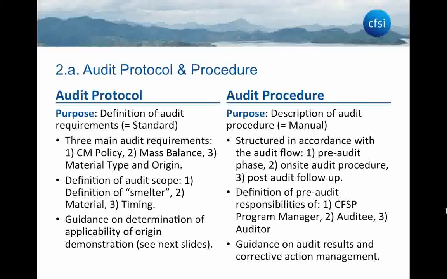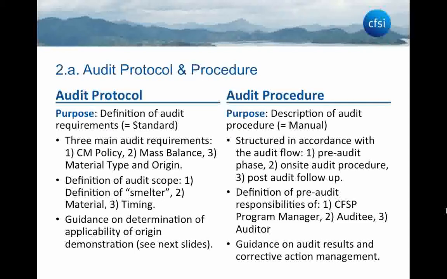The audit protocol is further useful for auditors to define the audit scope. It includes the definition of what a smelter under the CFS program should be. Most of the time this determination should have been made prior to the auditor arriving on site. However, if there are any concerns or observations that the processes at the smelter do not seem to conform to the definition, auditors should refer to the audit protocol to make sure that the smelter does actually fall under the definition of the CFSP.